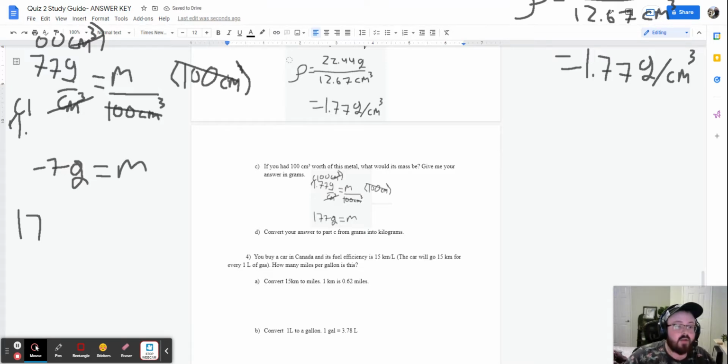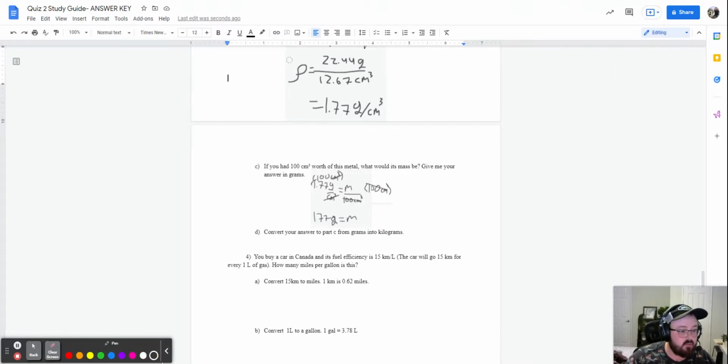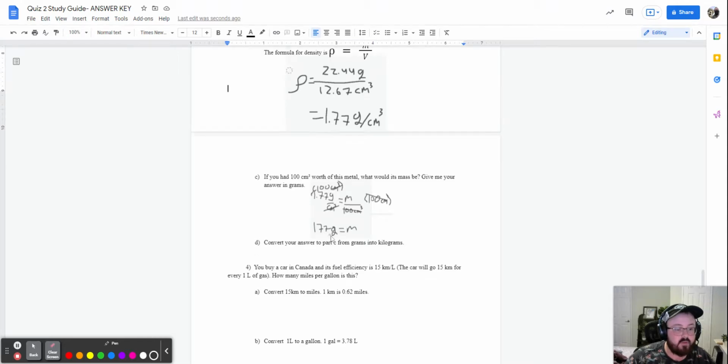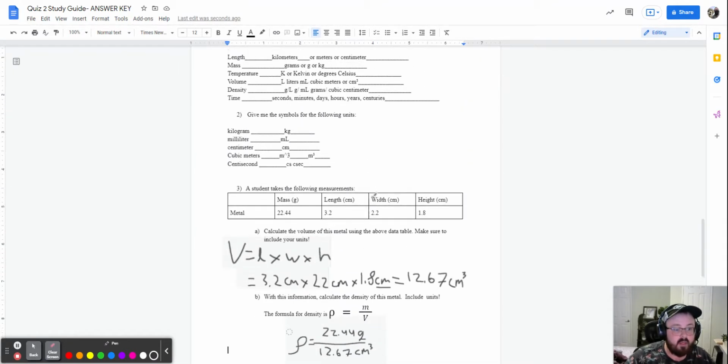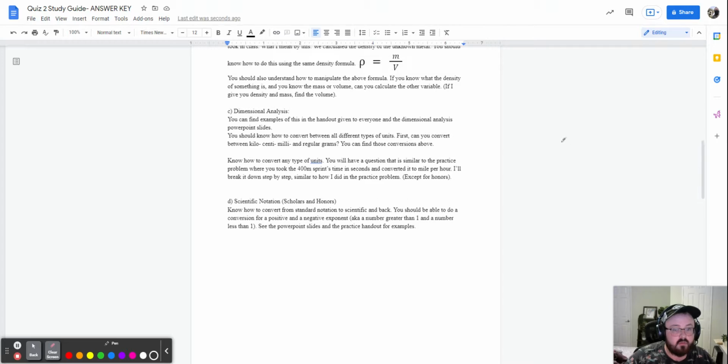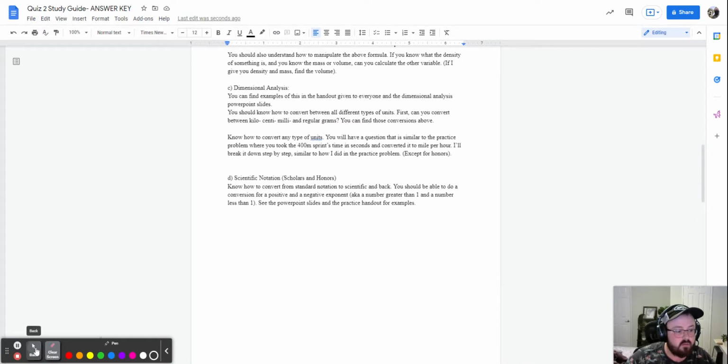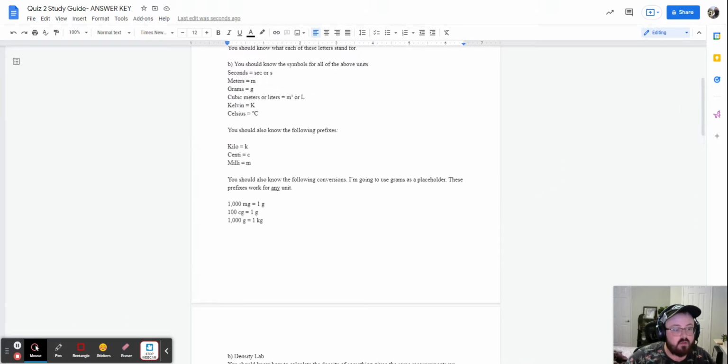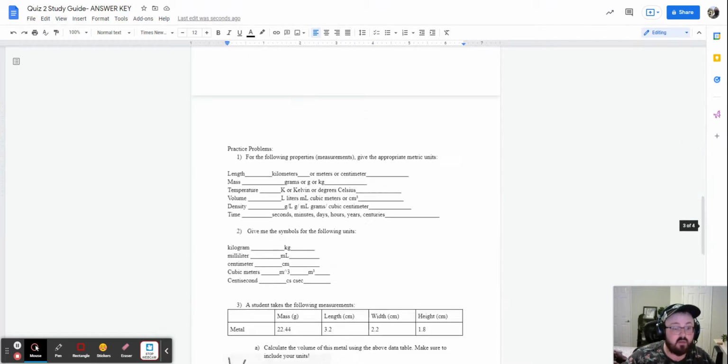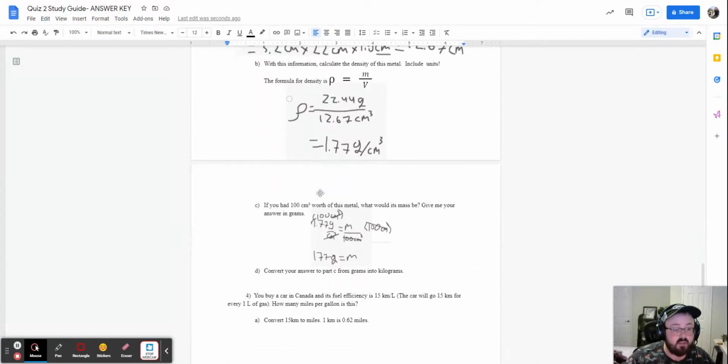Okay, convert your answer to part C from grams to kilograms. So our answer was 177 grams. So I'm going to clear us out and go back. If we scroll back up, I gave you this conversion: 1,000 grams equals 1 kilogram. I will not give you this. You must know this one for the quiz and for the test, all right? So let's get back to this.